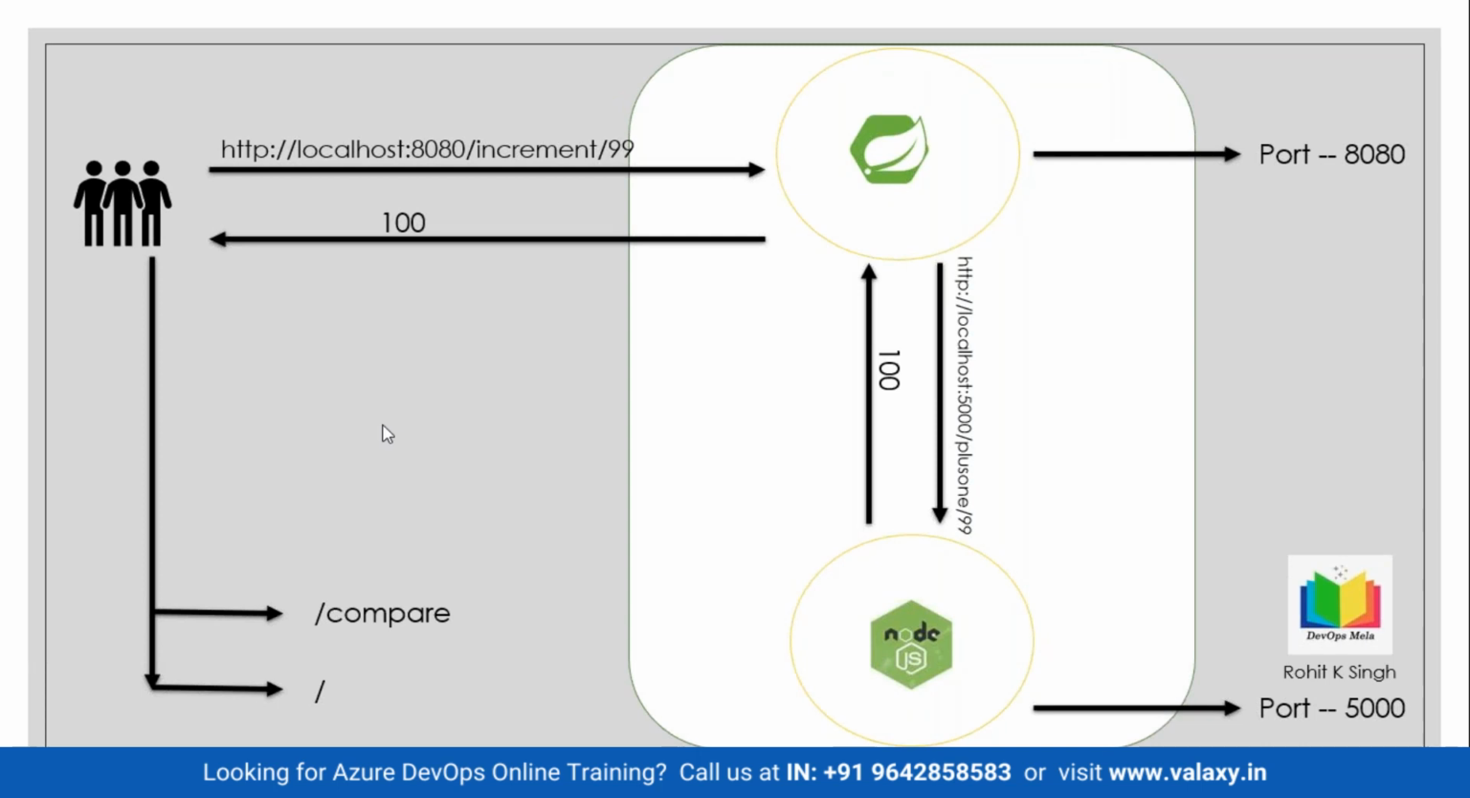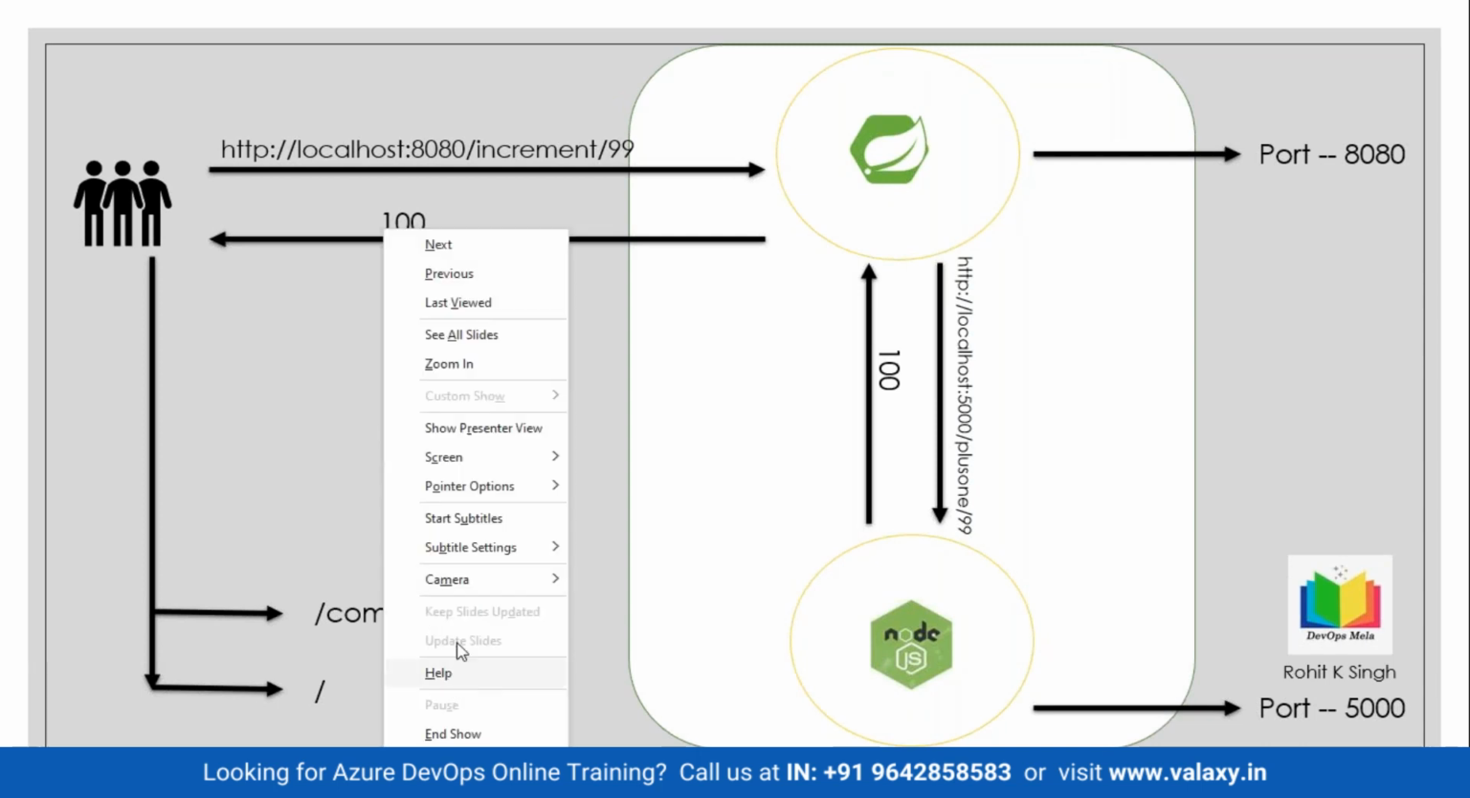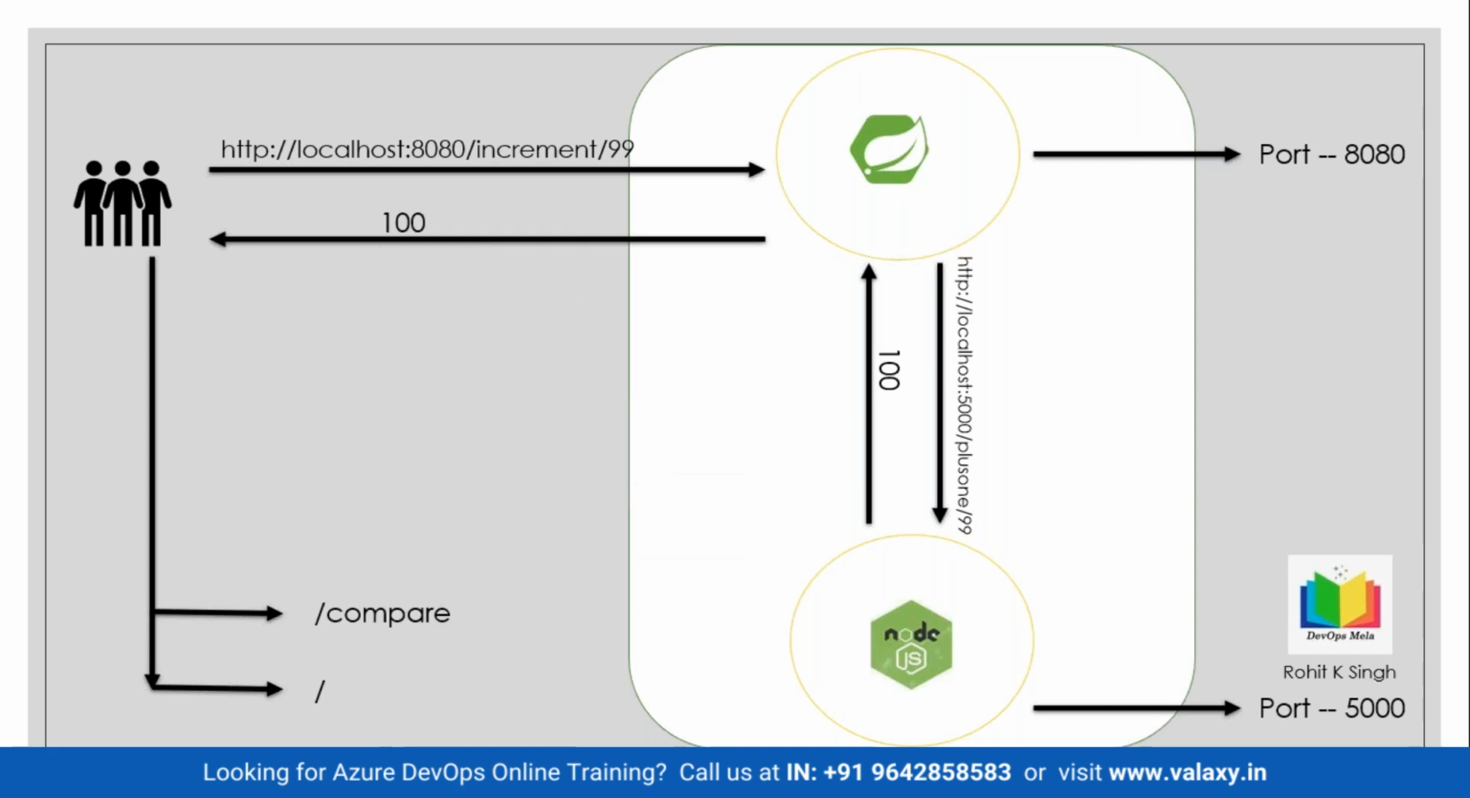This is how this application will look. Not a Maven application, guys. To be very specific, this is a Java Spring Boot application. If I run the application on my localhost and put in this module increment by 99, I'll get a response of 100. So the calculation will happen.